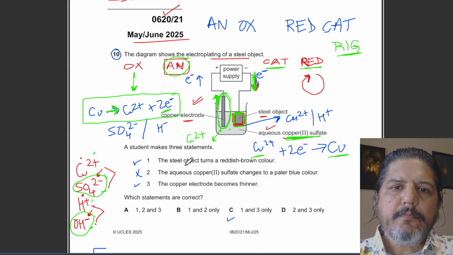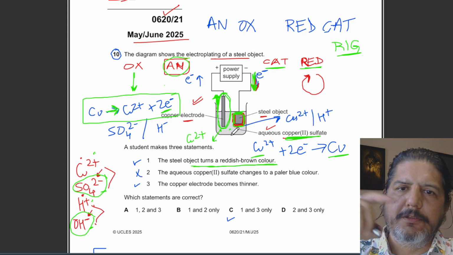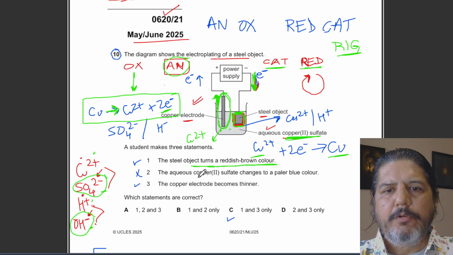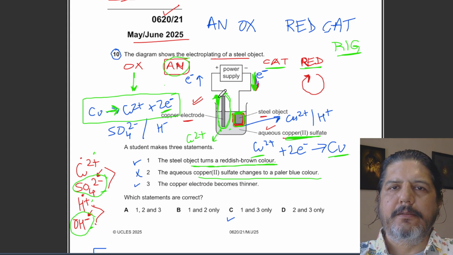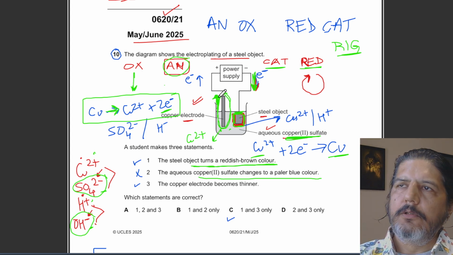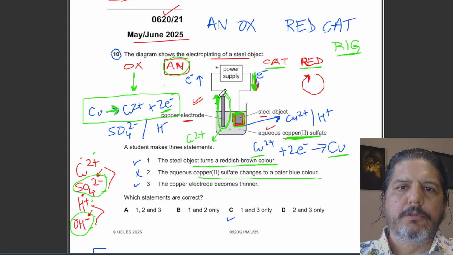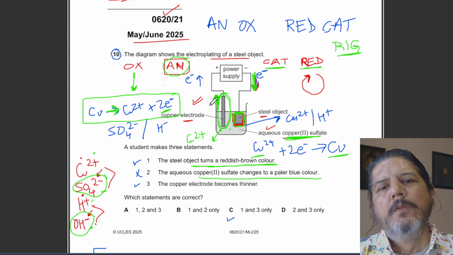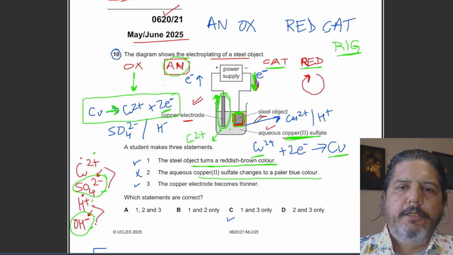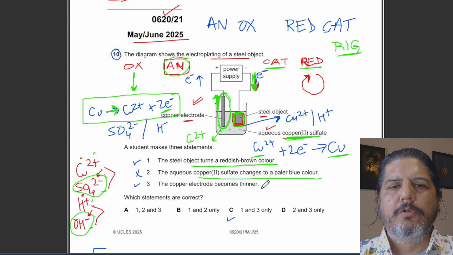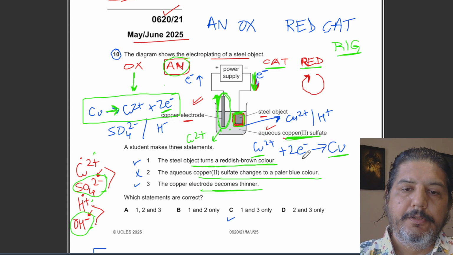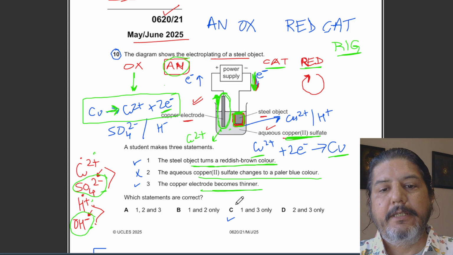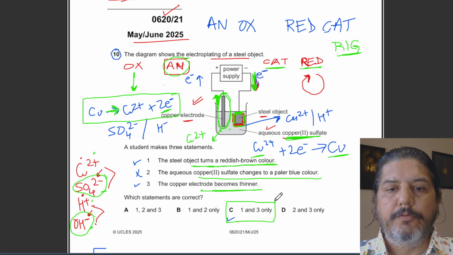So the steel object turns a reddish brown color. Of course, this happens because a layer of copper is deposited on the steel. Aqueous copper sulfate changes to paler blue color. It doesn't happen, because we are getting an almost infinite supply of copper cations from the anode. So it doesn't change to paler blue color. Copper electrode becomes thinner. Of course, it becomes thinner because it is giving Cu2+ ions. So choice 1 and 3 is perfect. So our answer would be C.